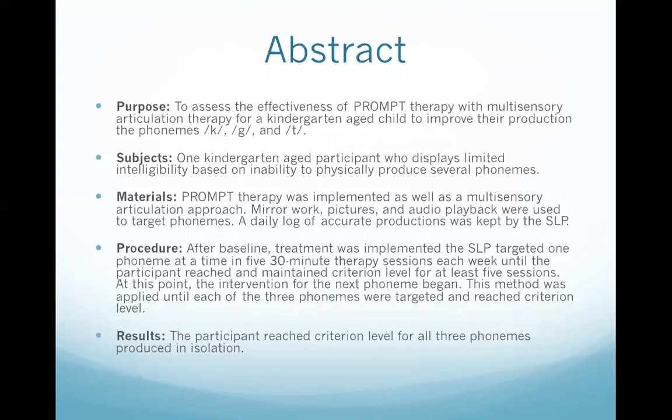The abstract for this study is as follows. The purpose: to assess the effectiveness of prompt therapy with multisensory articulation therapy for a kindergarten-aged child to improve their production of the phonemes k, g, and t. The subject was one kindergarten-aged participant who displays limited intelligibility based on inability to physically produce several phonemes.